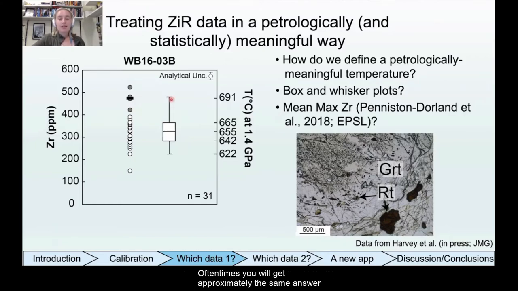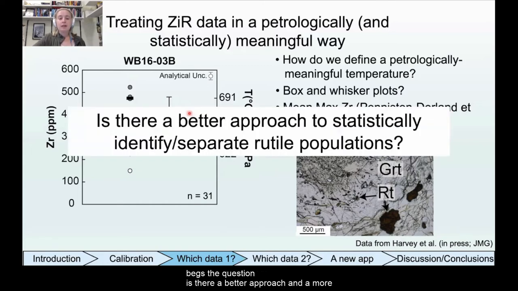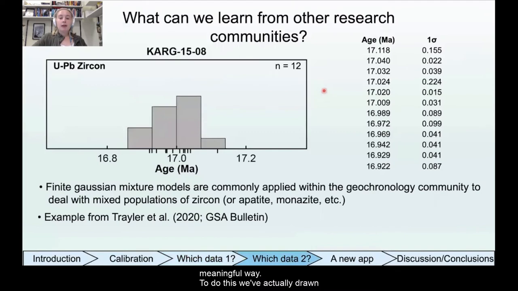And oftentimes, you will get approximately the same answer using the mean maximum zirconium concentration versus using an upper quartile concentration. However, there are cases like the sample that I'm showing here where that's not the case, which really begs the question, is there a better and more reliable approach to statistically identify and separate rutile populations in a petrologically meaningful way? To do this, we've drawn inspiration from the geochronology community, where a number of geochronologists will use finite Gaussian mixture models to unmix age populations.